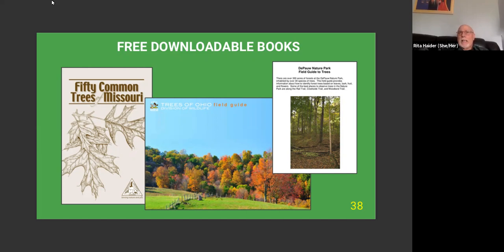DePauw University in Indiana has a nice guide. It's not a huge number of trees. It's maybe 26 or 27, I think, but they have good descriptions, and that's a nice one to have as well, and not too overwhelming, a good place to start.